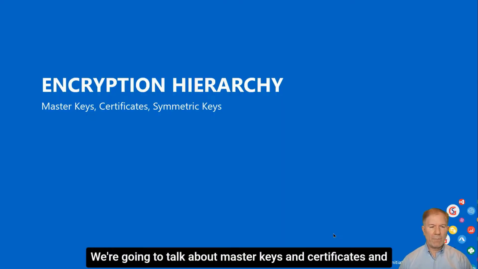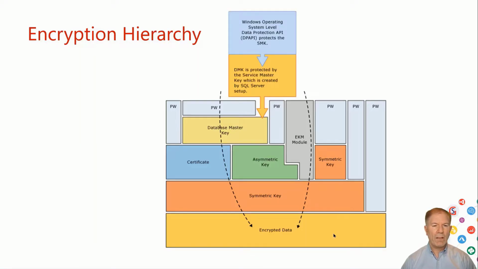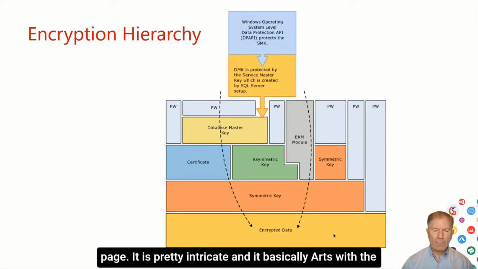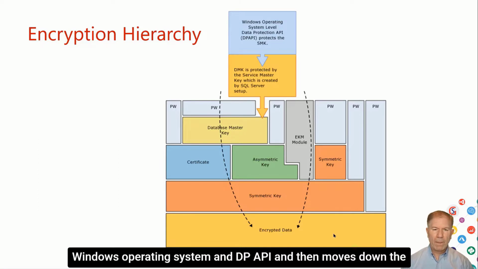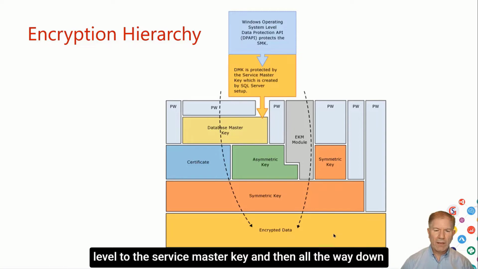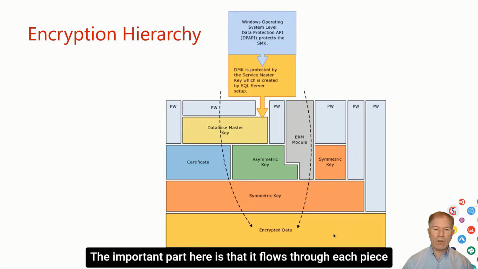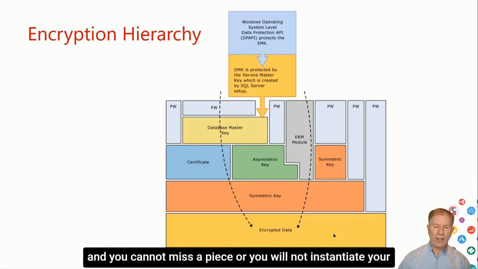Encryption hierarchy: we're going to talk about master keys and certificates and symmetric keys and all the things that make up the encryption hierarchy as a foundation of encrypting databases or keys. This is the one that you'll find on the documentation page. It is pretty intricate, and it basically starts with the Windows operating system and DPAPI, and then moves down the levels to the service master key, and then all the way down to the encrypted data that sits on the disk. The important part here is that it flows through each piece, and you cannot miss a piece or you will not instantiate your hierarchy.